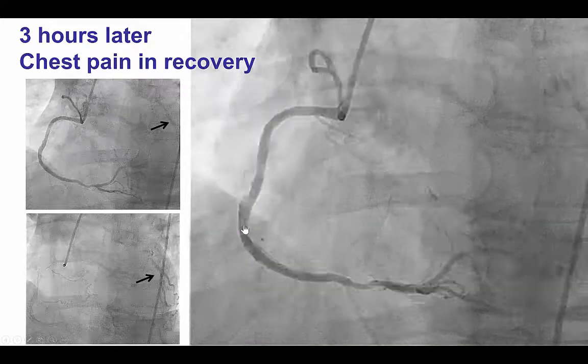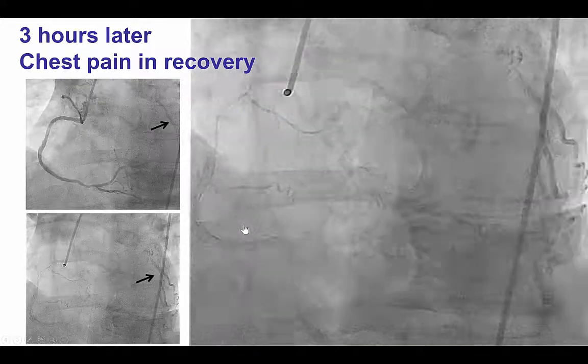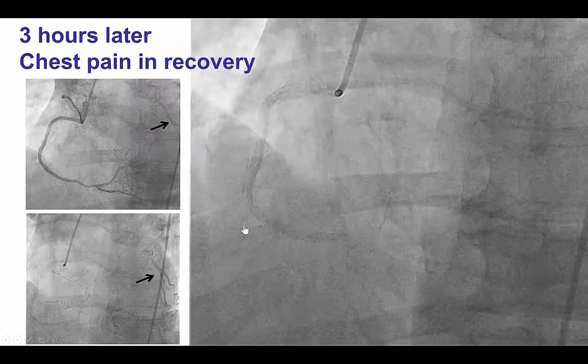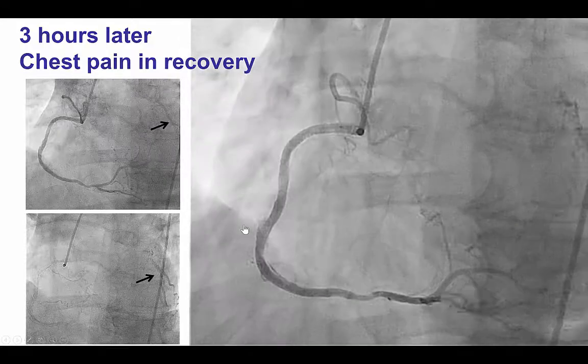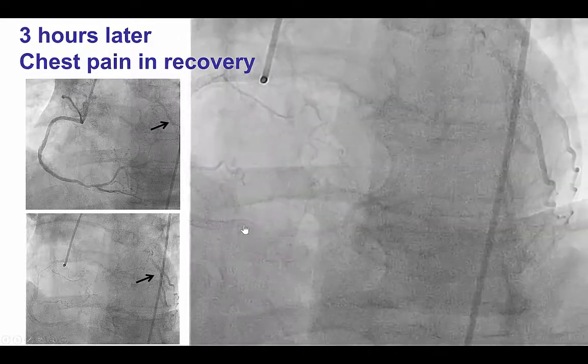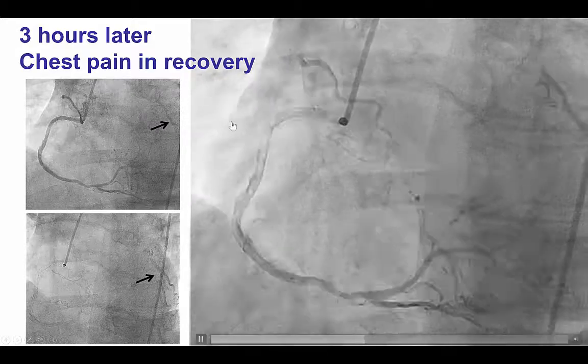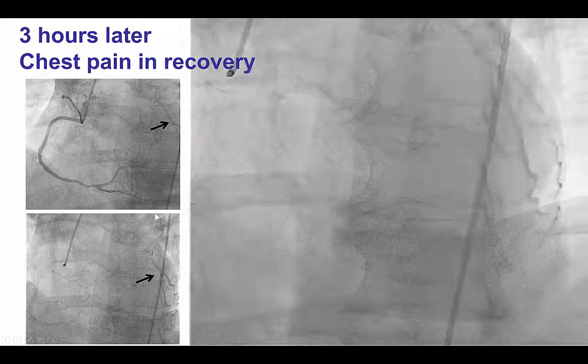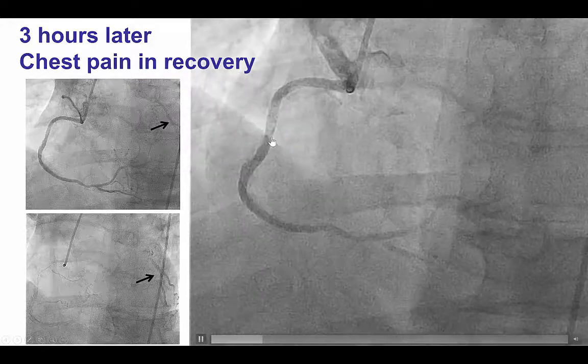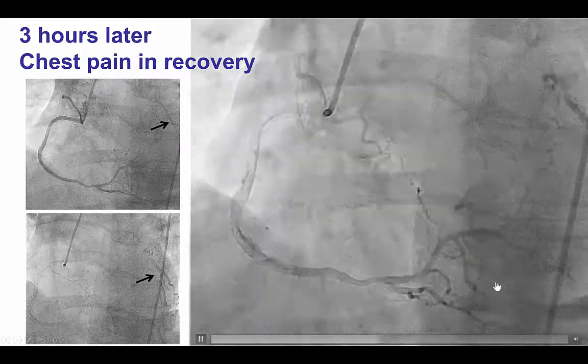The patient went to the recovery room. However, about 3 hours later, he developed chest discomfort and some non-specific EKG changes. So he was brought to the cath lab. When we did an angiogram of the right coronary, it was widely patent, although there were some subintimal dissections outside the stents, but there was good TIMI 3 flow in the RCA.